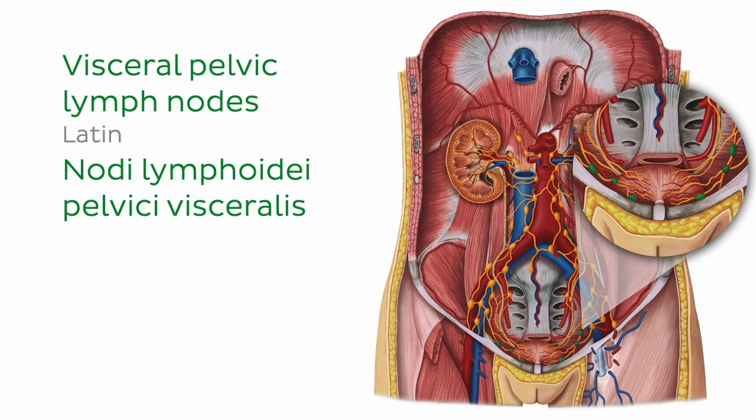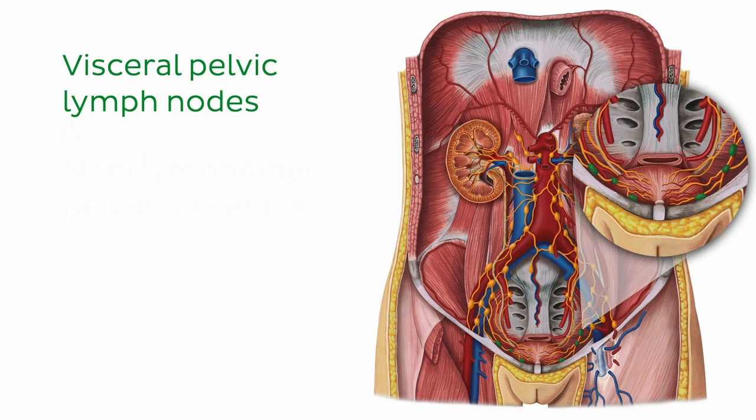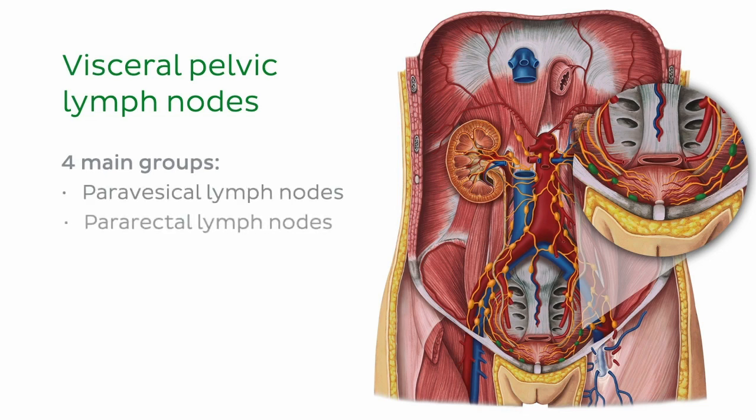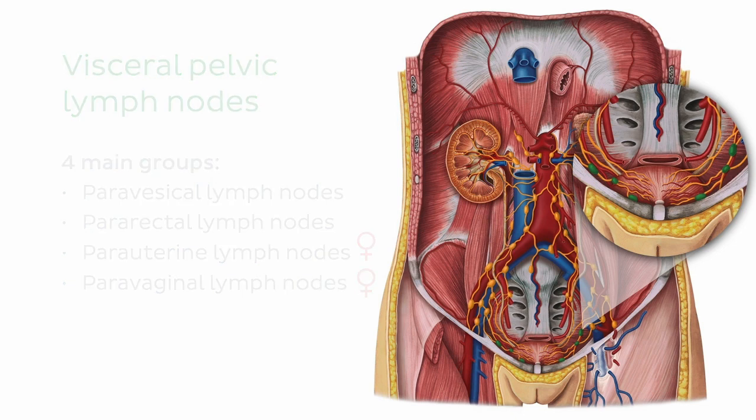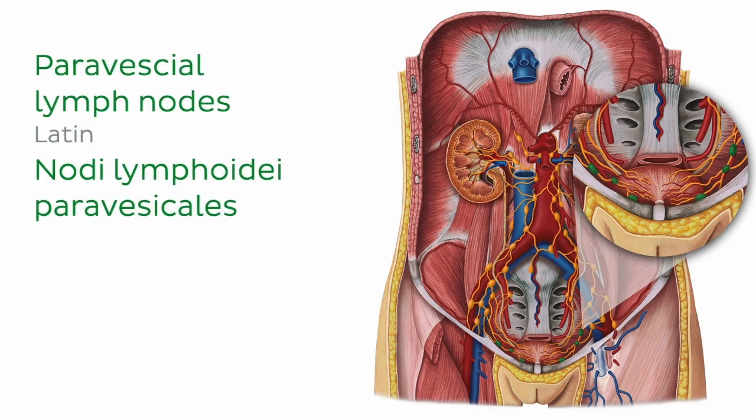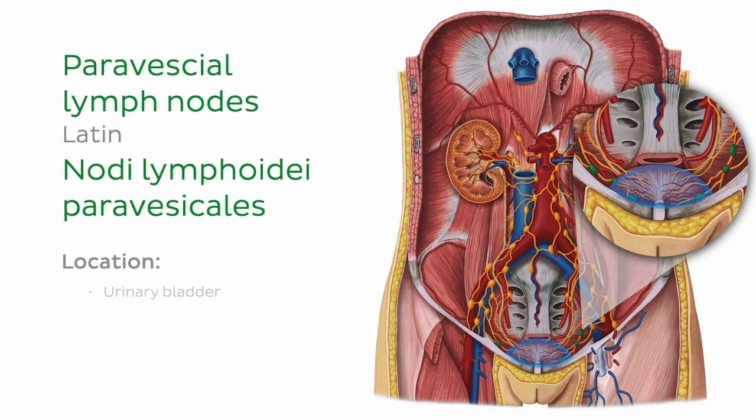As the term visceral suggests, these are the nodes which directly surround and drain the organs or viscera of the pelvic cavity. They can be divided into 4 main groups: the paravesical nodes, the pararectal nodes, the parauterine nodes, and the paravaginal nodes, with the latter 2 applying to females only, of course. In terms of the urinary system, only one of these is of real interest to us today, which is the paravesical nodes, which are located around the urinary bladder.